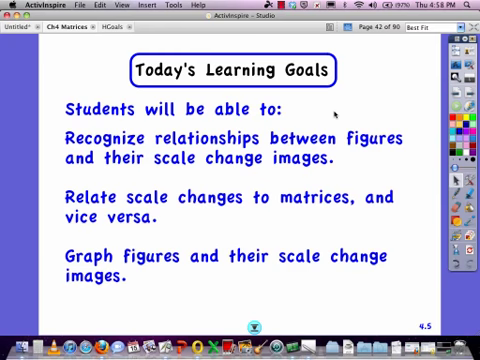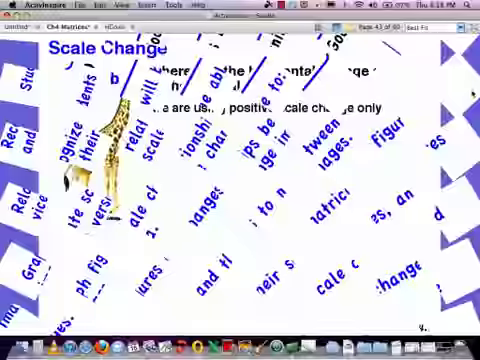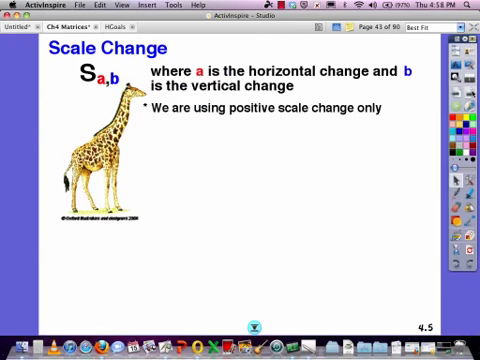So with that, let's move to, we have Mr. Giraffe. A scale change you read about, the symbol is S sub A comma B, where A is the horizontal change, left to right, and B is your vertical change. So as we change something, we know we're talking about using a positive scale only. So if that's the case, then our A value can go to the right, and our Y value can go up. So we could stretch this quite a bit.